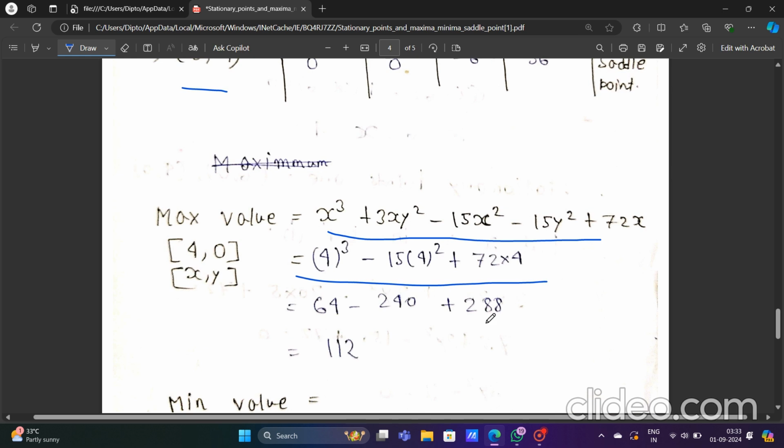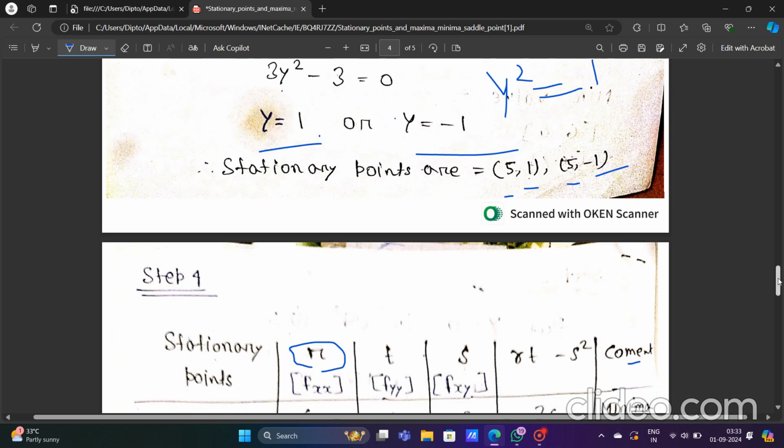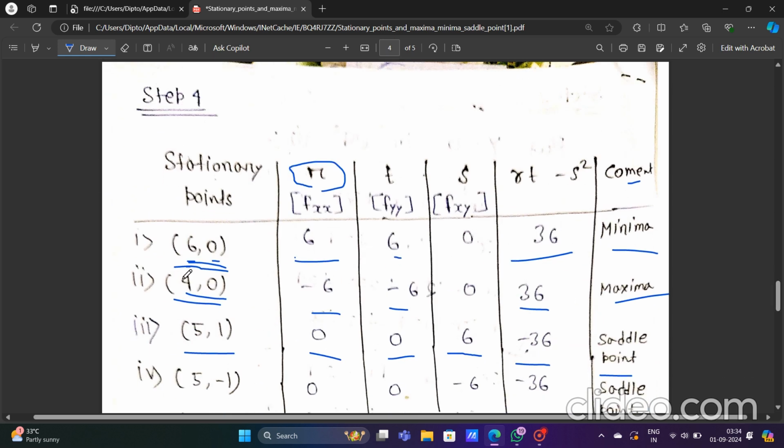So this is a way to calculate the maximum value, and if you want to calculate the minimum value also, just put 6 in place of x and 0 in place of y, because that is the minima. That is the stationary point that is giving us the minimum. Thank you.